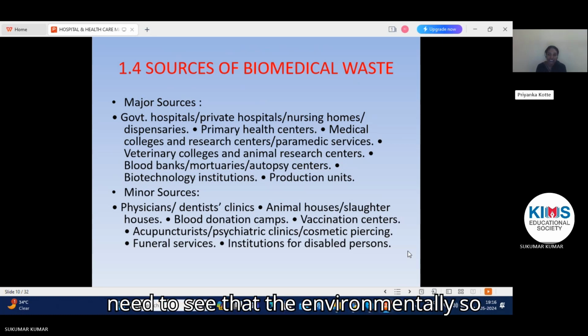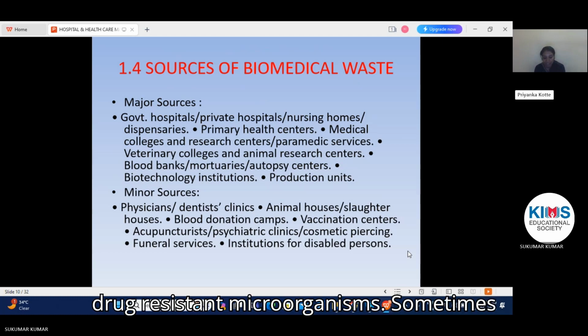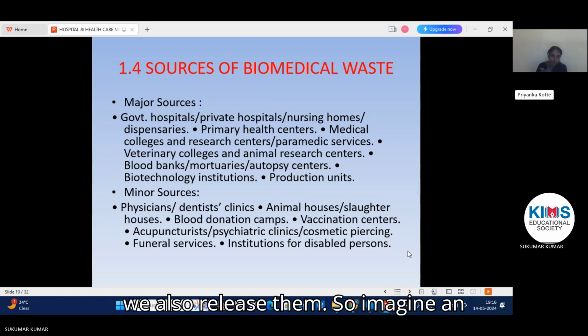We need to see that we are so sound in managing the healthcare waste that we are producing. At the same time, we need to see what kind of impact we are making, and what kind of waste causes which impact on the environment, even on people. It includes any unintended chemical waste that we are releasing, which needs to be under control. And at the same time, drug-resistant microorganisms, sometimes we also release them.